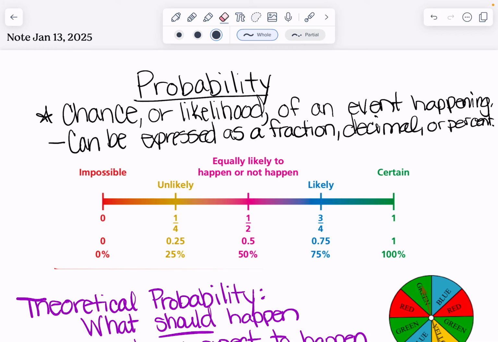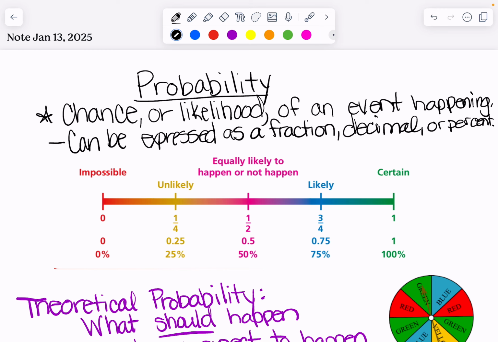So whenever we talk about the word probability, the definition of probability is the chance or the likelihood of an event happening. And when we say an event, it could be you flipping heads on a coin. It could be the probability that it's going to snow tomorrow, or that it's going to rain tomorrow. The probability that you roll a 5 on a dice, so it can be a variety of things.